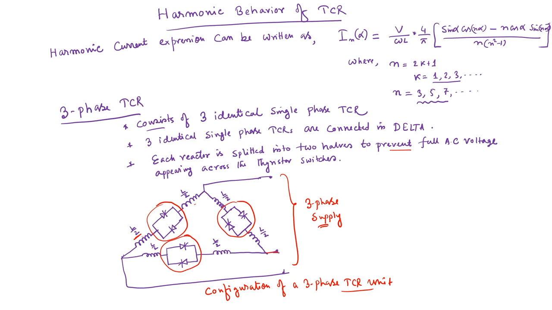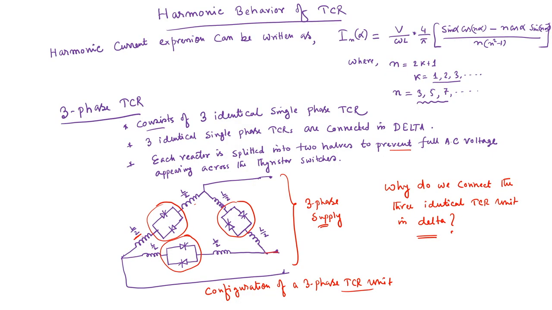Now, the question is, why do we connect the three identical TCR units in delta? This is where we will try to find out why this specific type of connection is used, and why other types of connection are not. There are other types of connection possible, but usually this configuration is used. There is a specific reason.